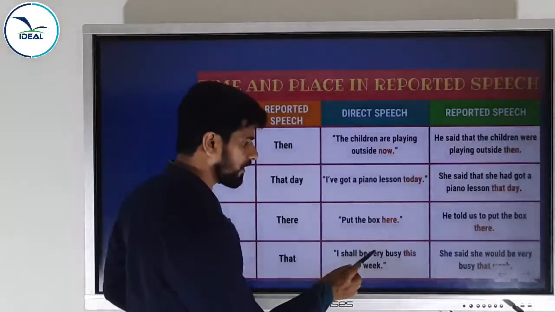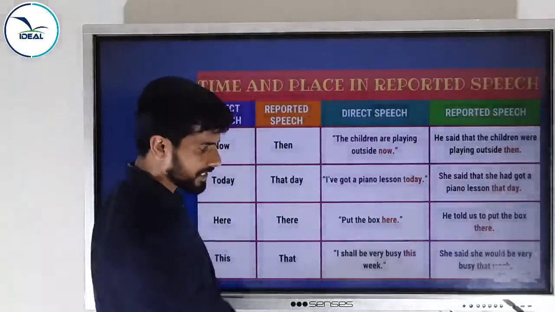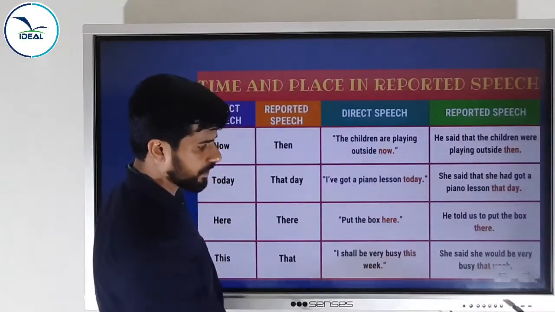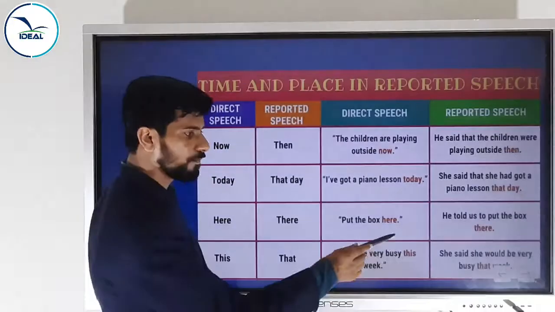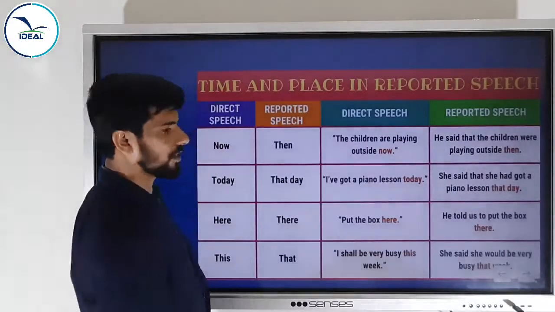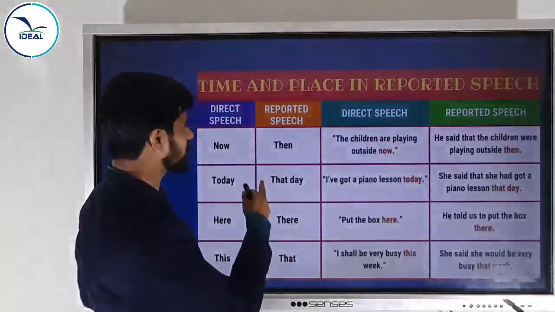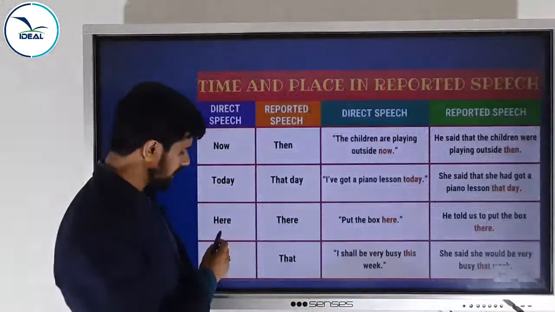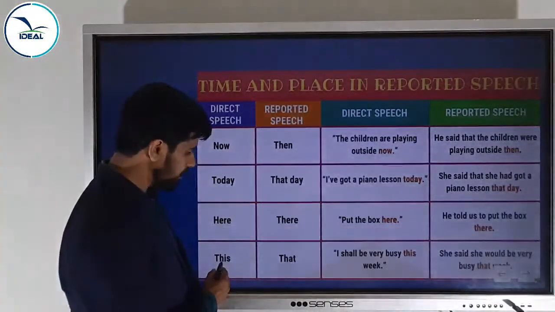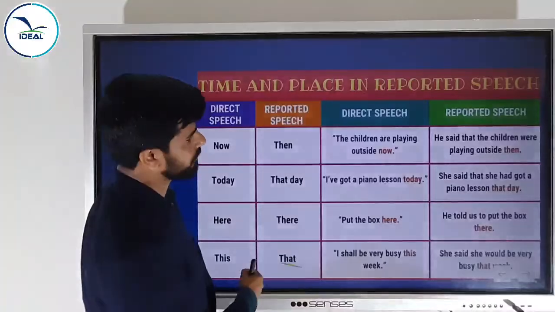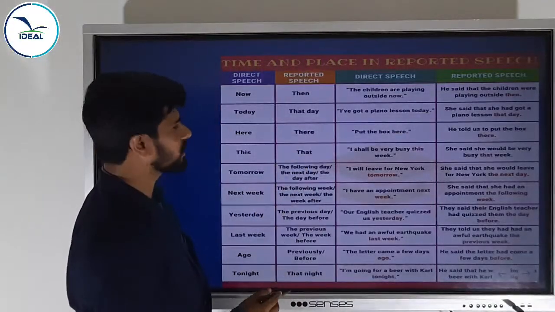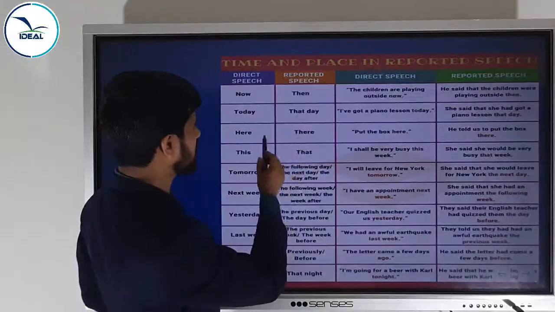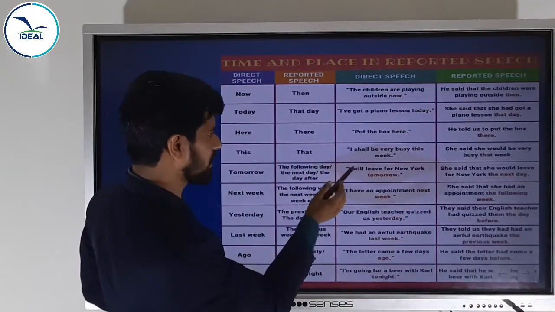"I shall be very busy this week." She said that she would be very busy that week. Okay, these are the changes in words that show time. This one shows time, this one shows time, and this one shows place, and this one also shows place, right? Okay, what are the other changes you can see? "Now" becomes "then", we said that before itself, right? "Today" becomes "that day", "here" becomes "there", "this" becomes "that", and tomorrow.